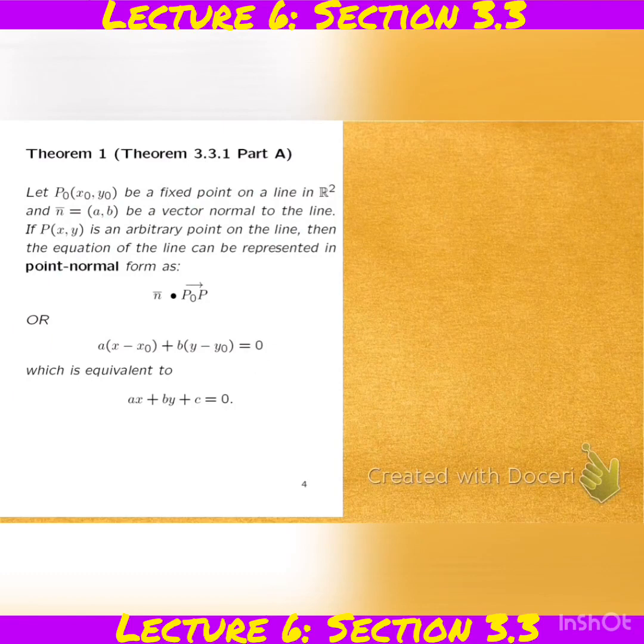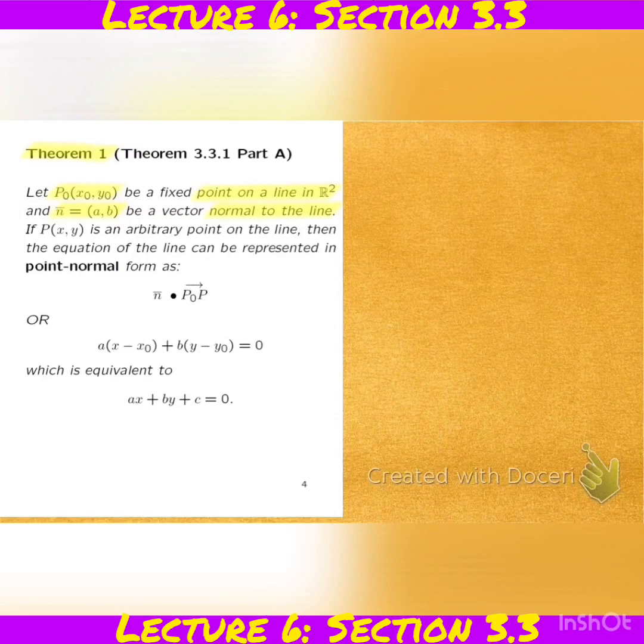Right, next we have Theorem 1. Now, Theorem 1 is a way of finding the equation of a straight line using vectors. So how do we use vectors to find equations of straight lines? You take a point on the straight line, a fixed point, call it P0, (x0, y0), on a line in R2. And now you also have the normal vector. What does it mean for a vector to be normal to a line? It means it's perpendicular to that line.